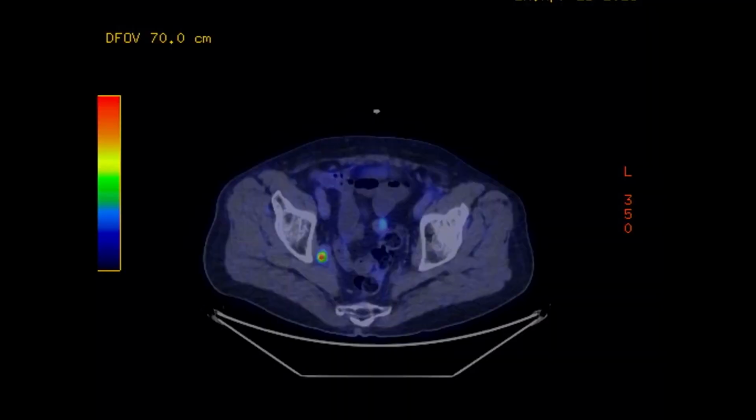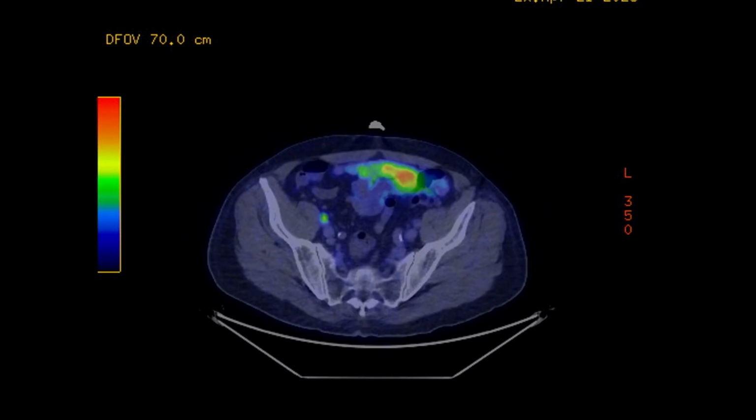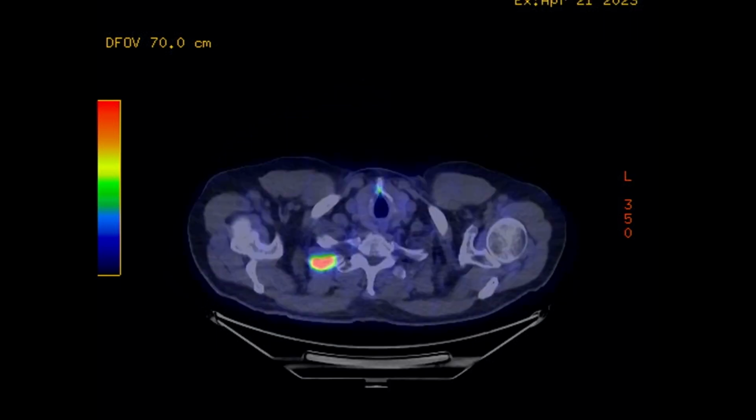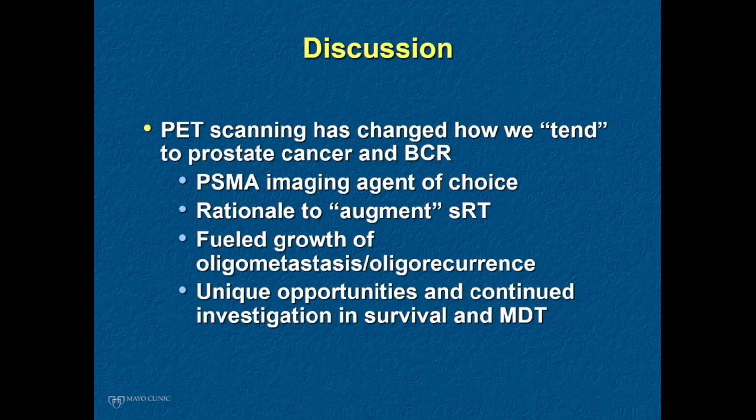Node here, and actually a manubrial lesion, and then a first rib lesion here. So this patient was treated with basically radiation to the pelvis and SBRT to these 2 nodes. Ongoing PSA monitoring.